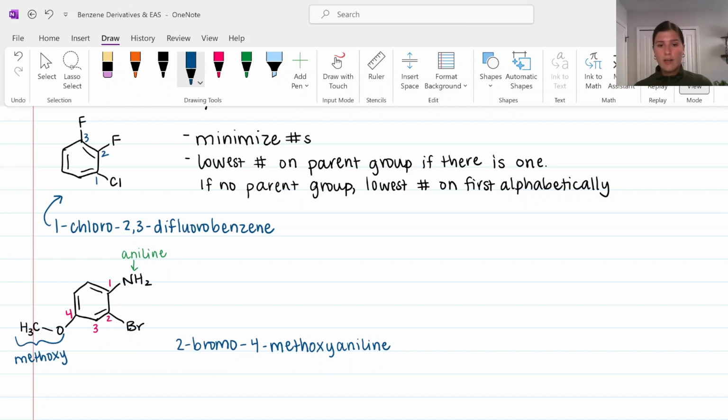So when you're drawing out these molecules, let's say you're given a name, you can look at the end here, see if that is benzene, see if it's aniline, see if it's toluene. That's where you're going to start. And then you add the substituents onto whatever that suffix tells you is part of the molecule.